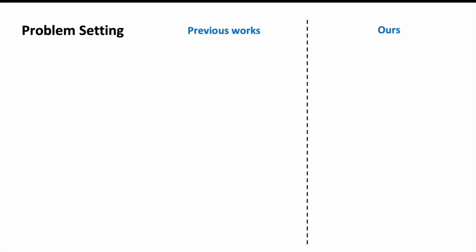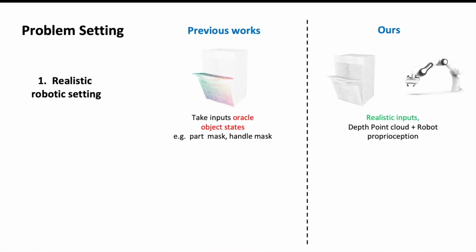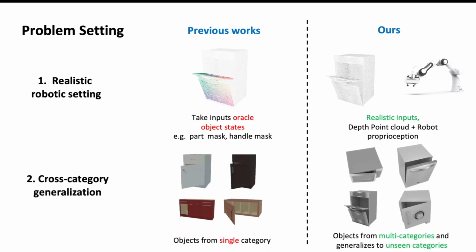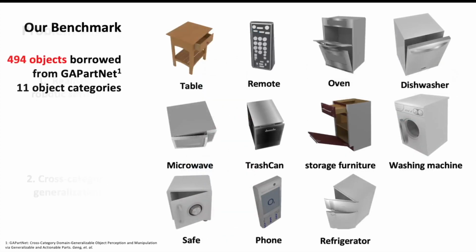To tackle this generalizable policy learning problem, we have 2 differences from previous works. Previous works take oracle object states input, such as the part mask and handle mask in the point cloud, which is unavailable in the real world. Also, the current policies train in a single category, which is hard to generalize to unseen object categories. Thus, we build a realistic benchmark, including 494 different object instances from 11 different categories, borrowed from PartManip.